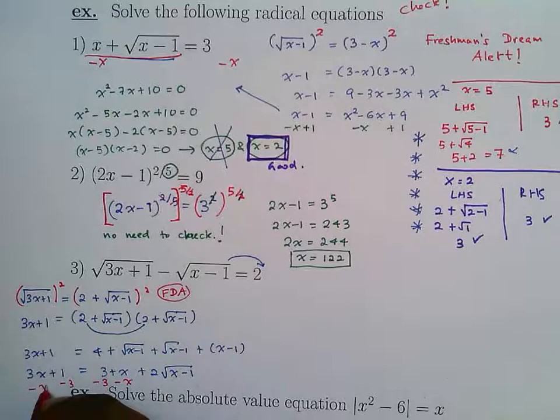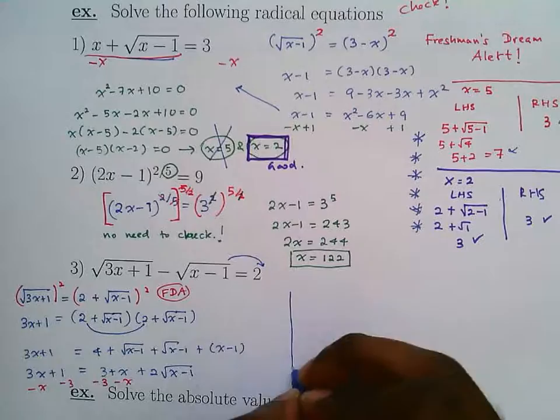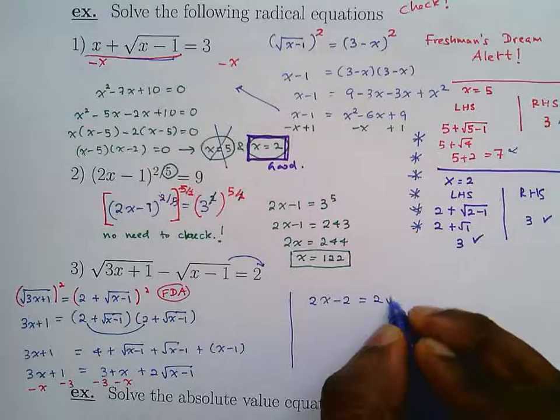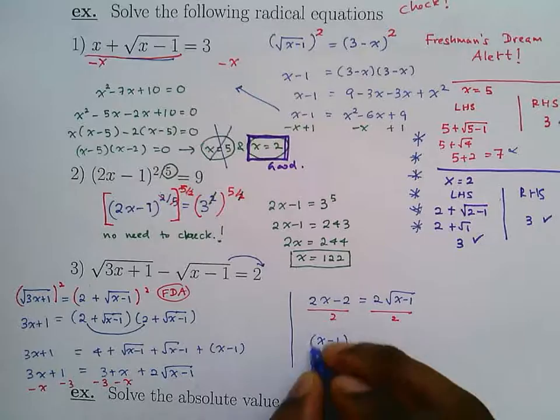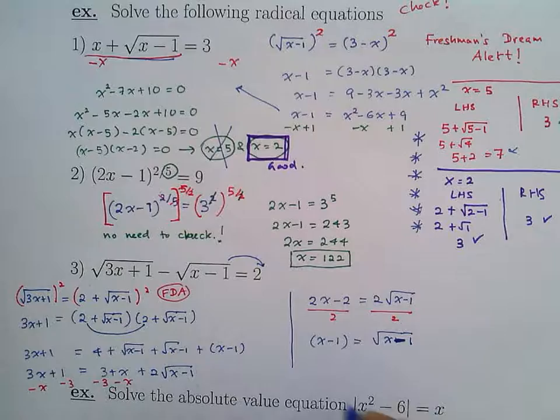Okay, I hope you can see that right there. And what you end up with is 2x minus 2 is equal to 2 times root x minus 1. Divide everything by 2 because you can. So you end up with x minus 1 is equal to square root of x minus 1. And then square both sides. Again, freshman's dream alert.